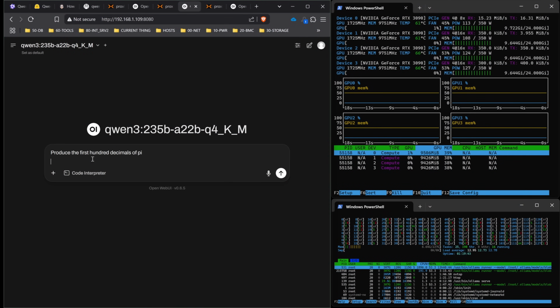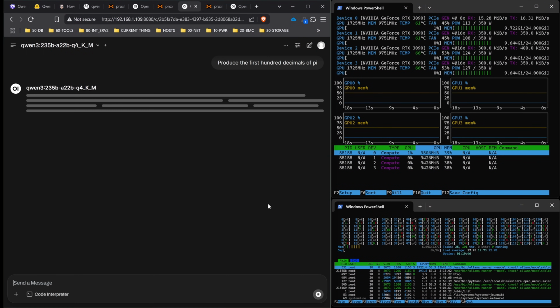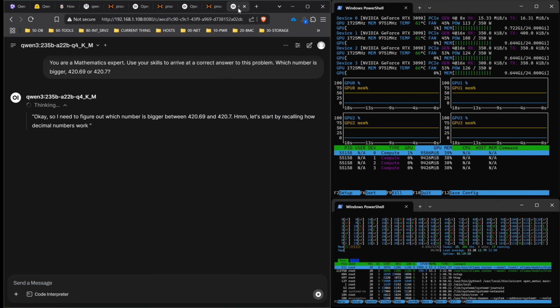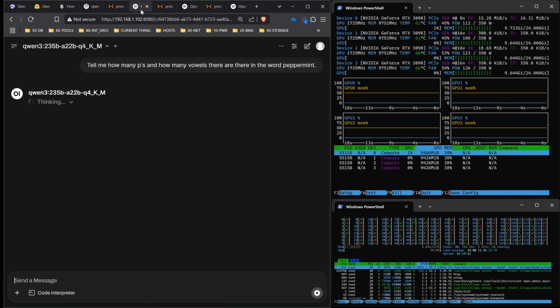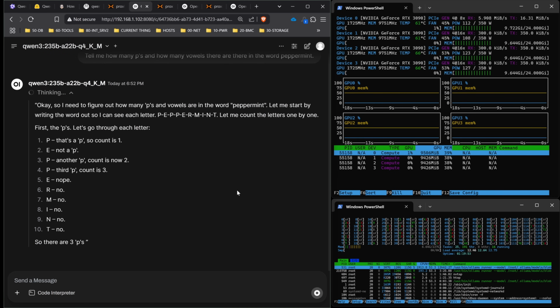Open up a new chat window here and get our next one, which should be a really quick recall of the first 100 decimals of pi. Definitely should not get this one wrong. Recently surprised by a model that got that wrong, so hopefully don't see a repeat of that.